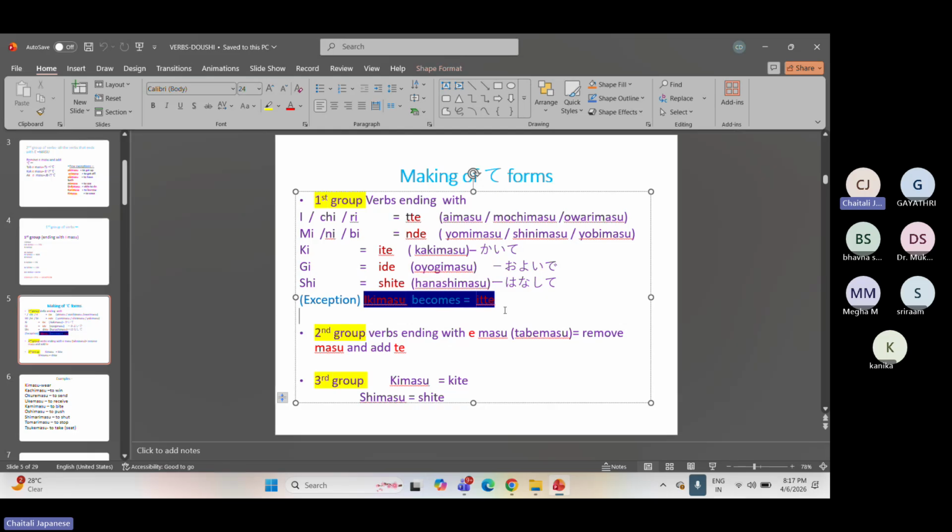All you have to do is keep these rules in your mind and take a couple of verbs and start changing them. Start using your verbs in te forms. You have the rules in front of you. Just make a list of all the verbs you have learned up till now, and start changing them into te form. That is the only way which will help you to understand these.